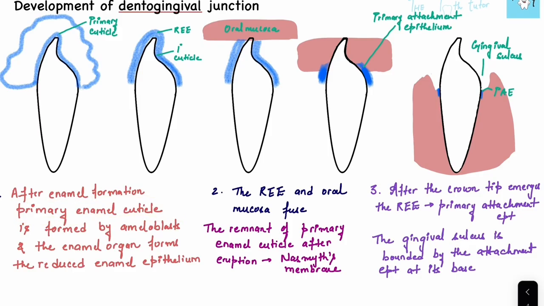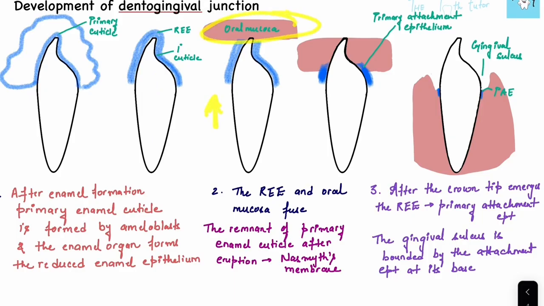And this entire enamel organ, the blue structure, reduces itself into the reduced enamel epithelium. So there are two structures formed. First, we have the primary cuticle, the first layer, and then we have the reduced enamel epithelium. Both these structures form a layer over this tooth. Then the tooth is now erupting, it is going up.